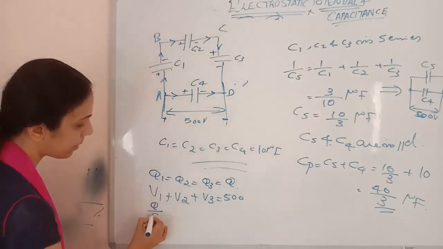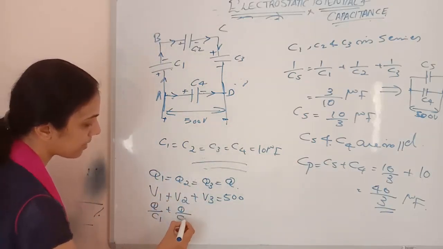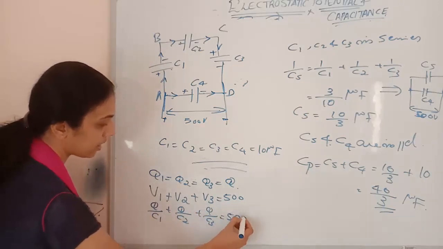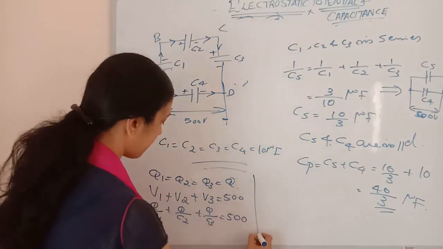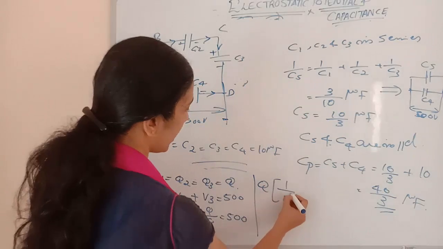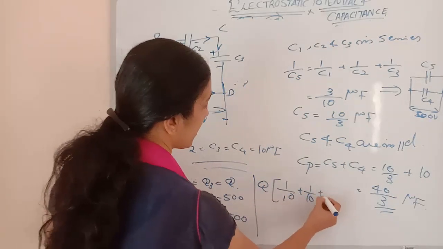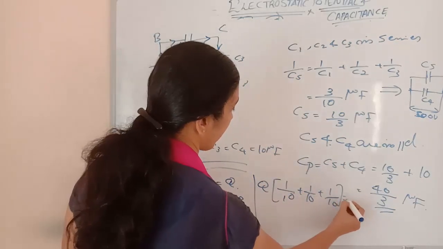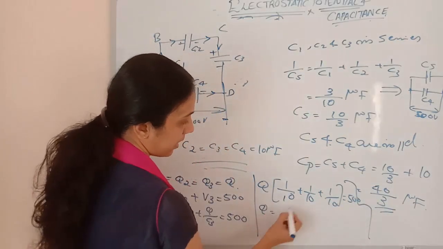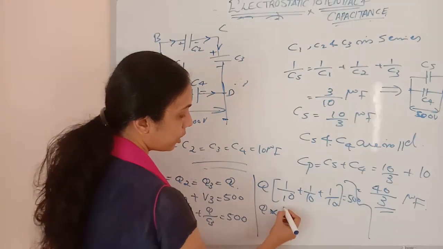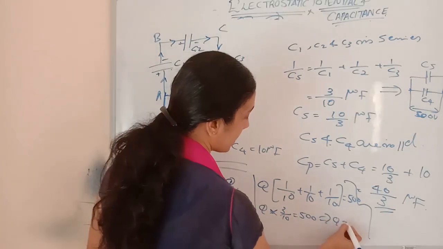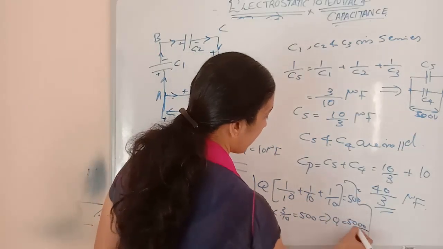Q divided by C1 plus Q by C2 plus Q by C3 is equal to 500. Here we can take Q common: 1 by 10 plus 1 by 10 plus 1 by 10 equals 500. So Q into 3 by 10 equals 500. Therefore, Q equals 5000 divided by 3.